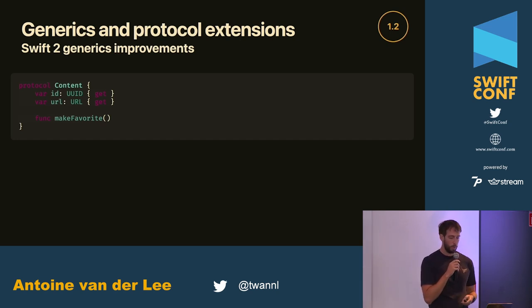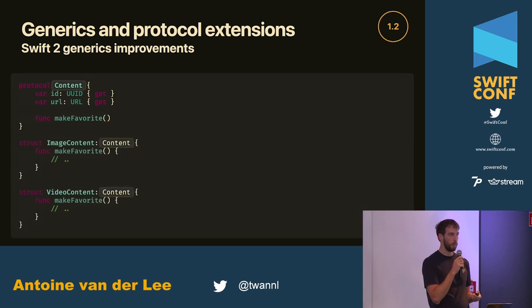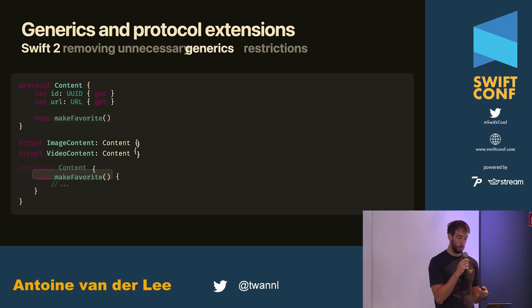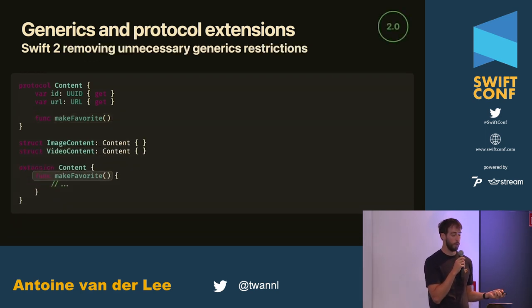If you have that makeFavorite method and you inherit from the protocol, each item had to implement that makeFavorite method itself, right? So you can see that we have three definitions of the makeFavorite method. In Swift 2, they started removing unnecessary restrictions. So what you could now do is extend the protocol and implement that method.